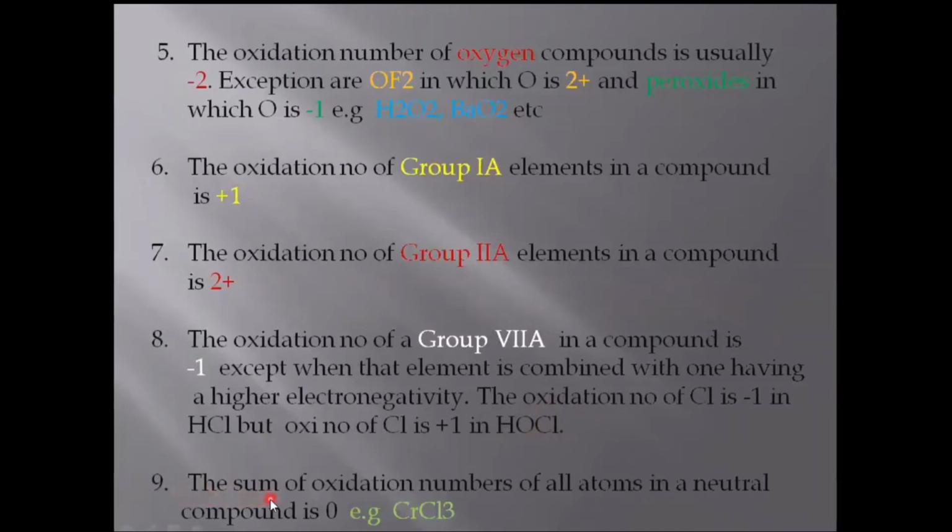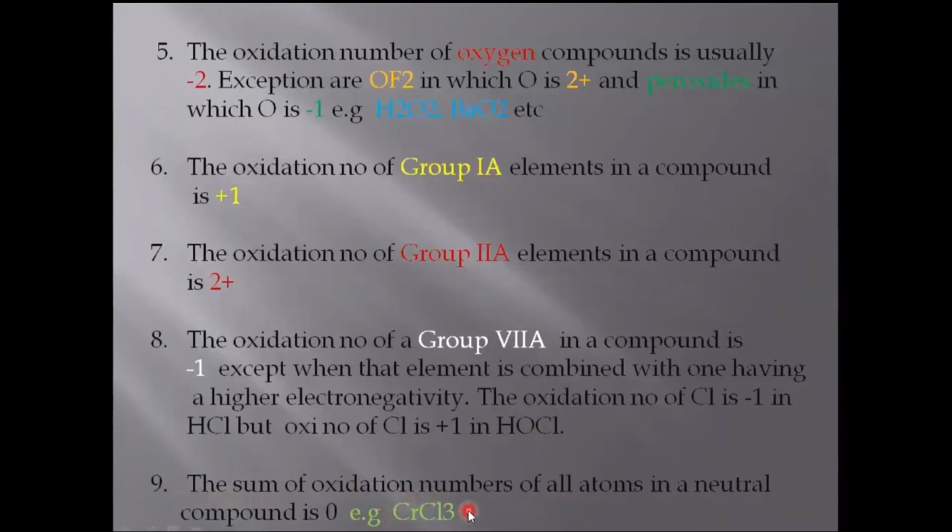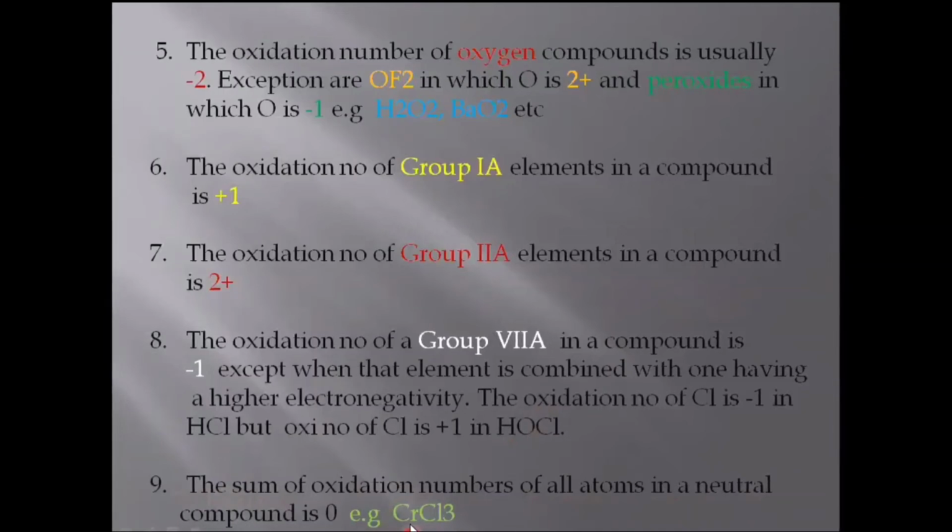Ninth point: the sum of the oxidation numbers of all the atoms in a neutral compound is 0. This compound is neutral because it has no positive or negative sign. The sum of the oxidation numbers of these two atoms will be 0. Here there is 1 atom of chromium and chlorine has 3 atoms.